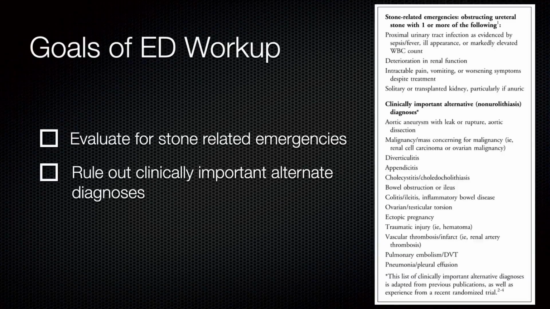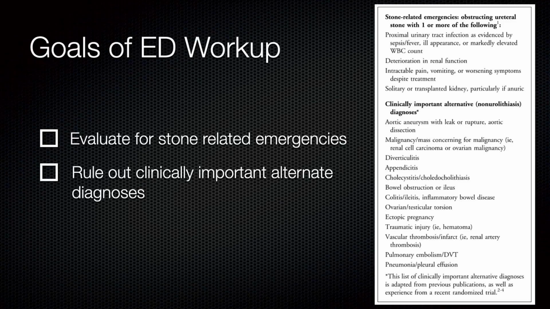And when we look at those key goals, here's, from the New England Journal, some of the possible things that could be causing those issues. Proximal urinary tract infection, deterioration of renal function due to obstruction, intractable pain, which leads to a bunch of vomiting and downstream electrolyte problems, or if they have a solitary or transplanted kidney, that's really bad. You could have rejection issues or kidney failure issues. So those are the emergencies.